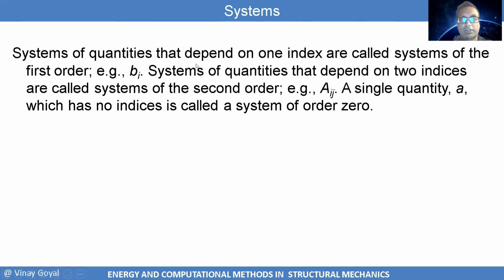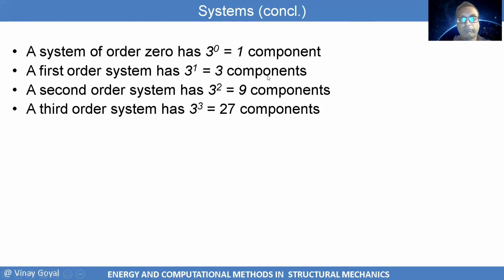A system of quantities that depends on one index is also called a system of the first order. So here Bi is a system of first order. If a quantity depends on 2 indices, we call those second order. So Aij has 2 indices, that's a second order system. A single quantity A, for example, with no index, or temperature T, we call a system of order 0. A system of order 0 has 1 component. A first order system has 3 components. A second order system has 9 components, and a third order system has 27 components.